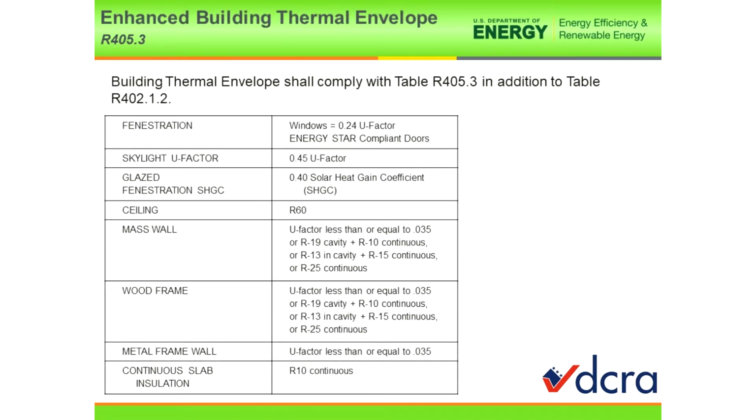Okay, so these are the requirements if you are choosing to choose the thermal envelope enhanced efficiency package, right? These are showing the minimal values that are required. Windows got to be 0.24 instead of 0.30. So everything has been kind of reduced down to a certain degree, right? R19 plus R10 continuous for the cavity in the external insulation, or R13 plus R15 continuous. So everything is stepped up a little bit. Get what I'm saying?